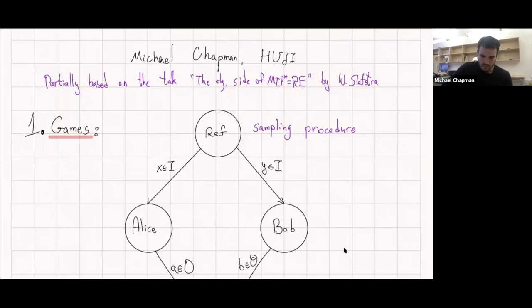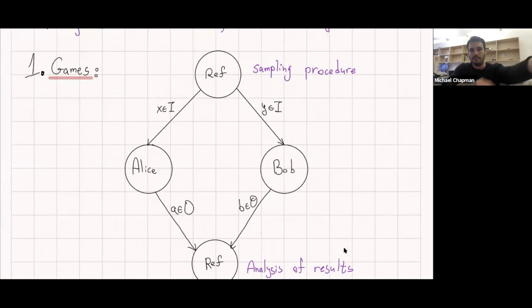Great. Okay, so I'm going to start by defining what is a game. To define what a game is, I'm starting with a dramatization. A game consists of the following stages. There is a referee. He's conducting some sampling procedure, so maybe he tosses some coins, rolls some dice, and so on. And at the end, he gets two questions. These questions are taken out of a finite set called the input set, this I here. So he sampled question X and question Y. He sent question X to one of the players called Alice and question Y to the other player called Bob.